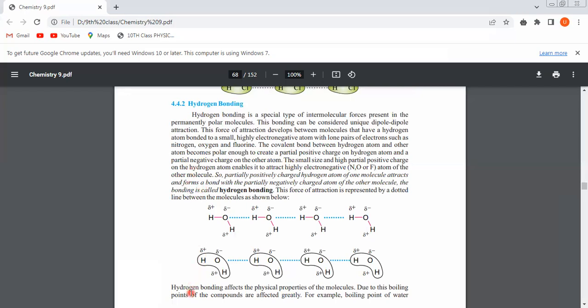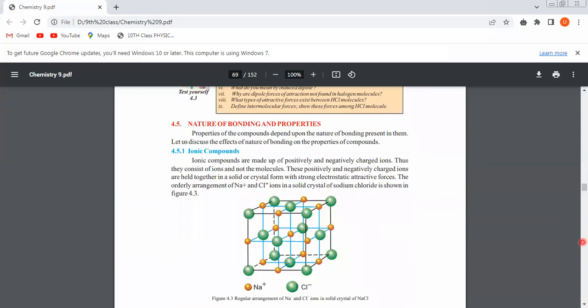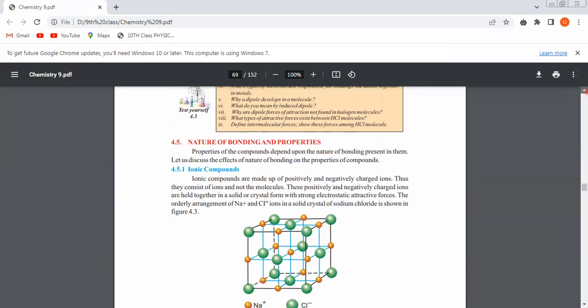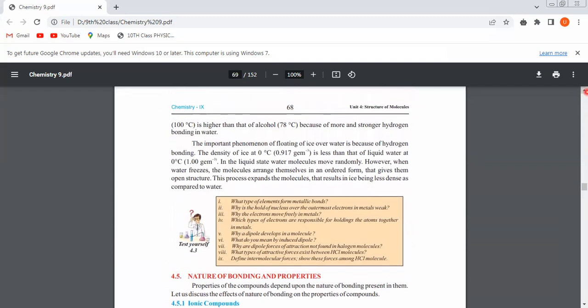Hydrogen bonding affects the physical properties of molecules. Due to this bonding, the boiling points of compounds are affected greatly. For example, the boiling point of water, 100 degrees, is higher than that of alcohol, 78 degrees, because of more and stronger hydrogen bonding in water. The important phenomenon of ice floating over water is because of hydrogen bonding.